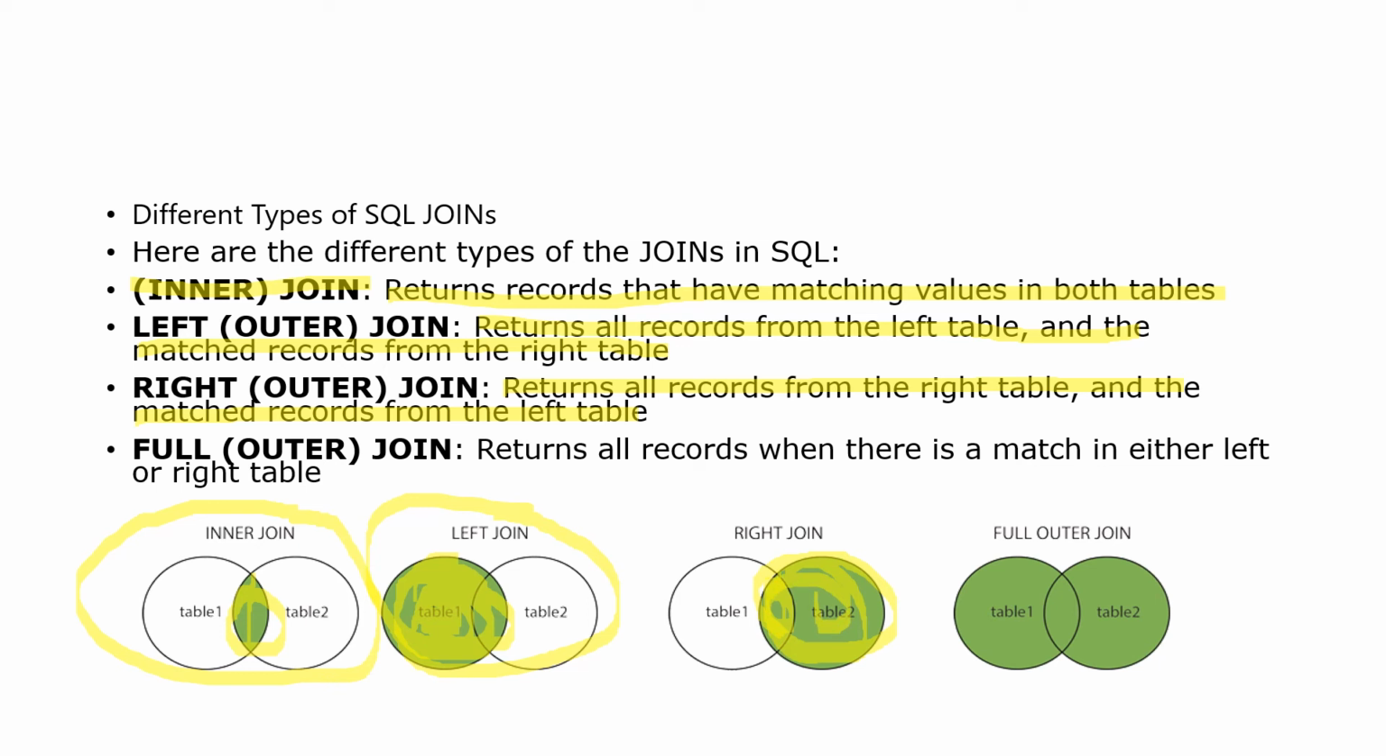Full outer join returns all records when there is a match in either left or right table. So the matching are also returned, and from table 1 not matching are also returned, and from table 2 not matching are also returned.